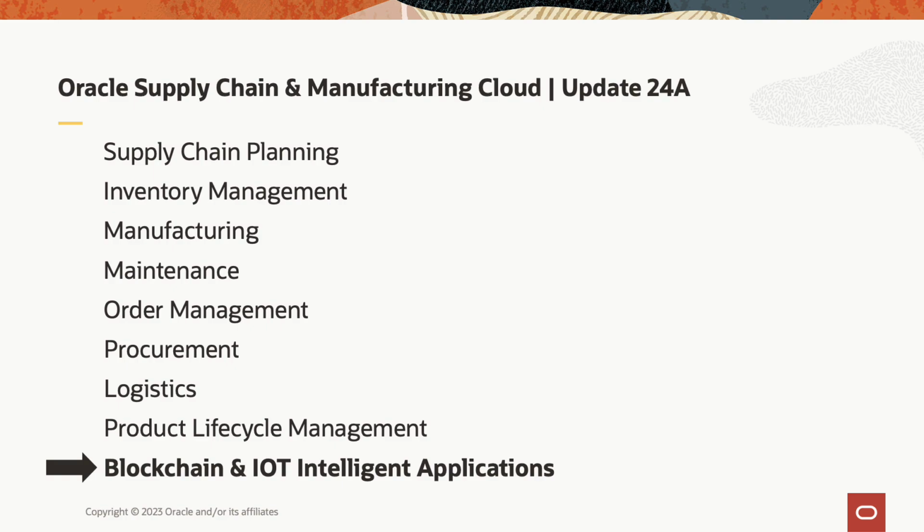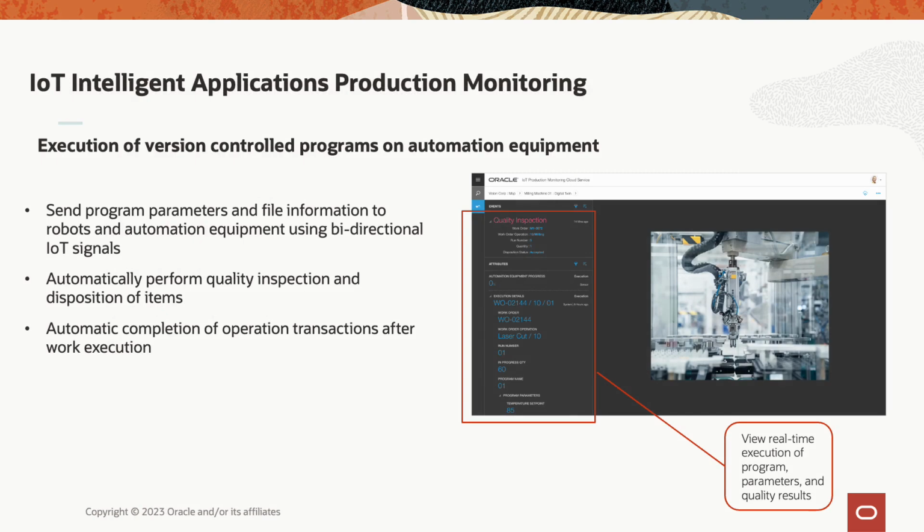Finally, blockchain and IoT intelligent applications. In production monitoring, Update 24A includes the execution of version control programs on automation equipment. This supports the seamless interaction with robotic equipment to allow for program association, dynamic loading of programs with parameters, control of automation operations, and monitoring of work performed by robots or automation equipment.